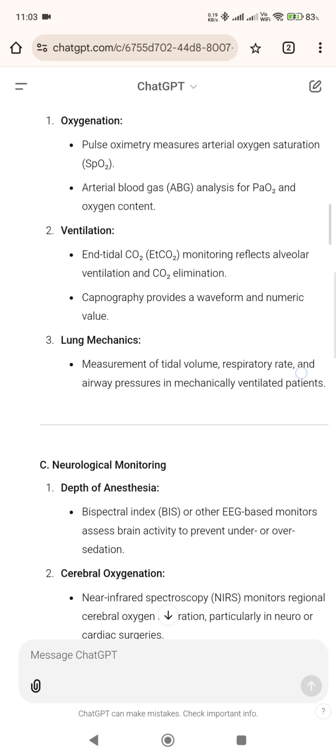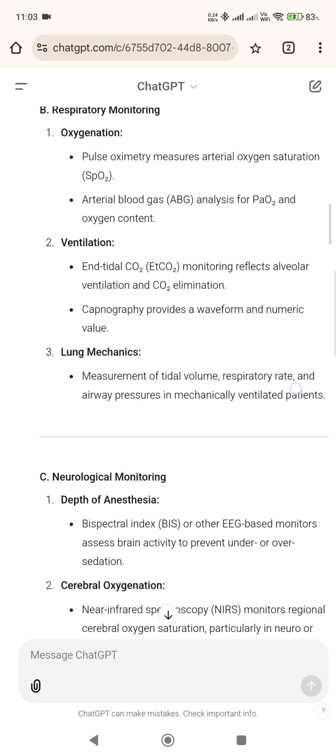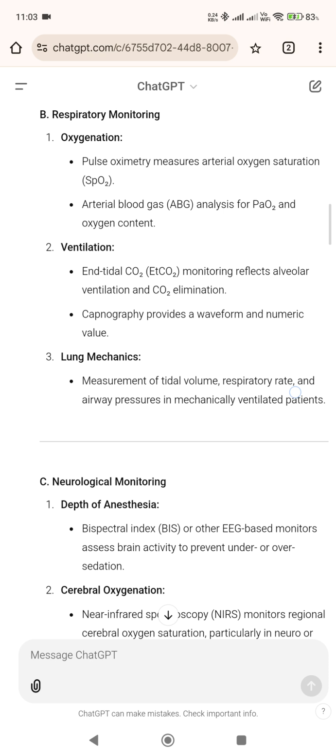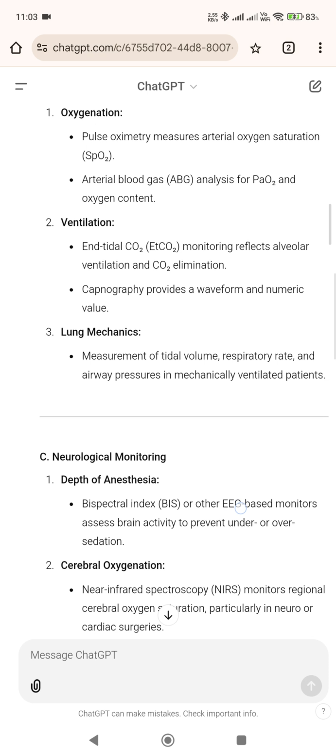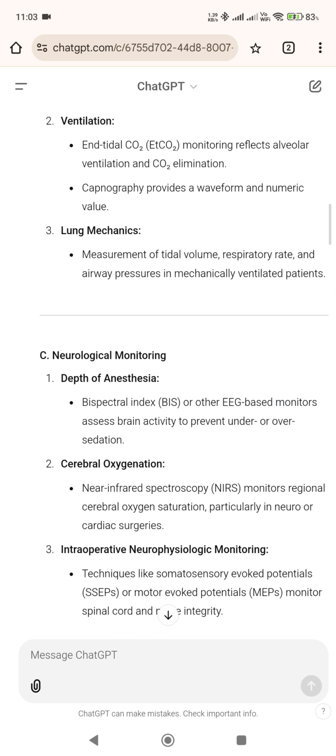2. Ventilation. End-tidal CO2, ETCO2 monitoring reflects alveolar ventilation and CO2 elimination. Capnography provides a waveform and numeric value. 3. Lung mechanics. Measurement of tidal volume, respiratory rate, and airway pressures in mechanically ventilated patients.